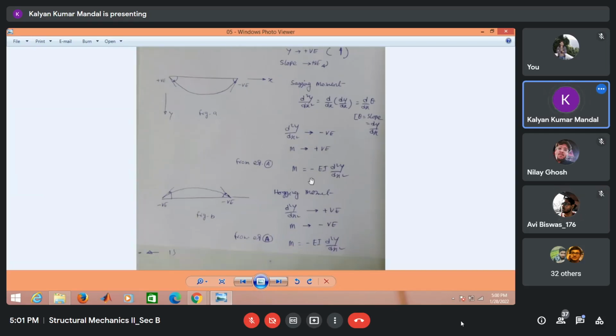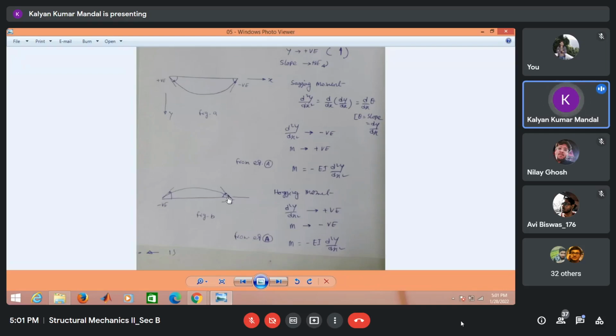Okay, next, this is the case for sagging moment. Now if the bending moment is hogging in nature, then the elastic curve will be like this. This is the elastic curve. From this elastic curve, at the left hand side point, the slope is anti-clockwise in nature. That means it is negative.